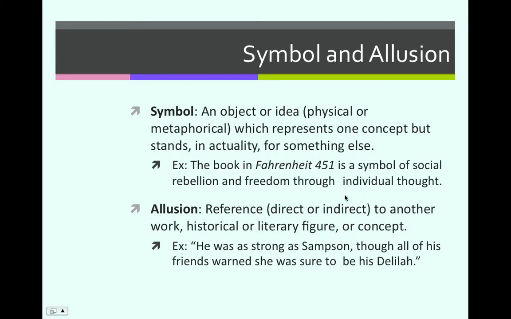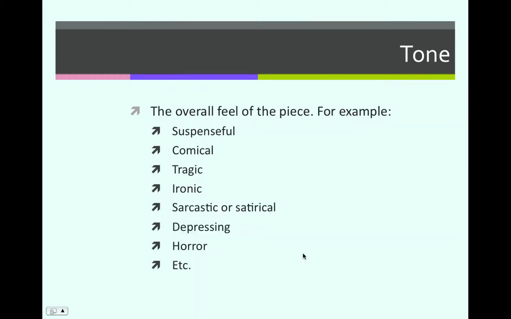A symbol is an object or an idea, so it's a physical or metaphorical object or idea which represents one concept but stands for something else. So the book in Fahrenheit 451 is more than just a book. It's a symbol for social rebellion and the freedom of individual thought. An allusion is a reference, whether direct or indirect, to another work, person, idea, concept, historical event, whatever. So if I said he was as strong as Samson, you would know that refers to Samson and Delilah from the Bible. And you would understand what that means.